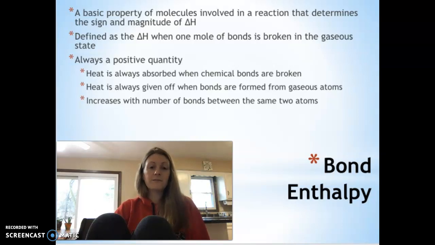A bond enthalpy is defined as the delta H when 1 mole of bonds is broken in a gaseous state. It's always a positive quantity because heat is always absorbed when chemical bonds are broken, and it's always given off when bonds are formed, specifically in a gaseous state. It increases with the number of bonds between the same 2 atoms. For example, a double bond will have a higher bond enthalpy than a single bond because there are more electrons being shared. Same thing with a triple bond compared to a double bond: more energy with the triple bond.